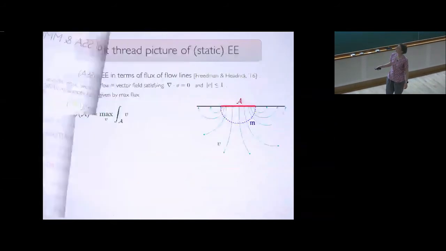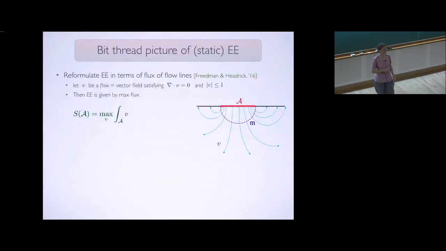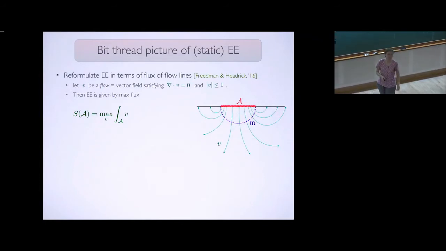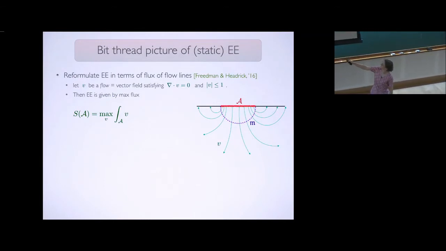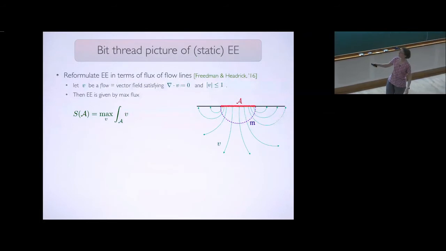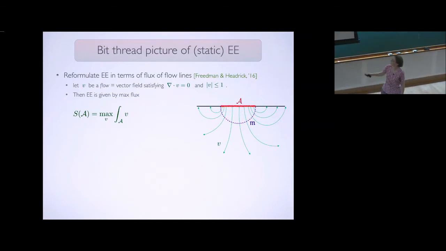So let's now go on to a different description of calculating the entanglement entropy, due to Freedman and Headrick a few years ago. And maybe Matt Headrick might review that next week, I'm not sure. So you can reformulate the entanglement entropy in terms of a flux of a vector field, or flow lines. A vector field is a flow if it's divergence free and of bounded norm. And then you can think of the integral curves of this vector field as what Mike and Matt called bit threads.